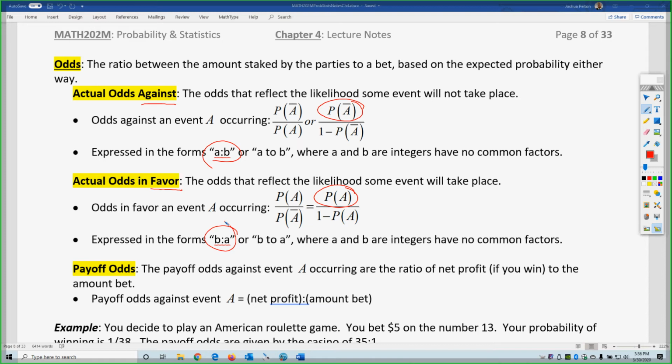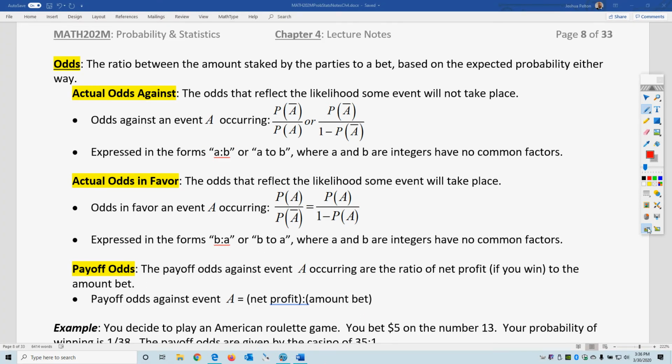The payoff odds will be a little bit different. We'll do those secondly, which is the net profit to the amount bet. Okay, that is typically the ratio that is given. So you have to bet money to get a payoff. So for every dollar bet, this is what you get. That's typically how it's written.